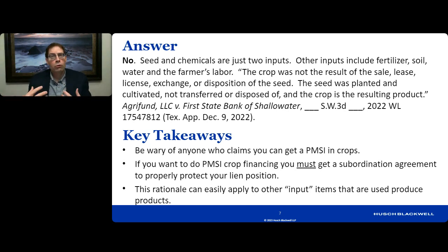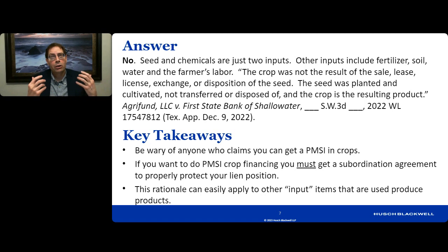So if you are a lender and you think you have a PMSI in the crops because you provided financing to buy the seeds, what you really need to do is get a subordination agreement from any other lender that's out there. That would be the best protection for you. You can protect yourself, provide the financing, and if you have the subordination agreement, then by contract you're put into a first place position. But if you're just relying on the PMSI, you're going to be in trouble.